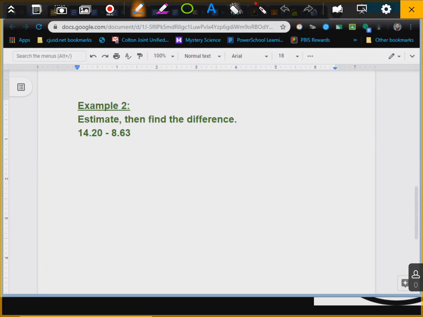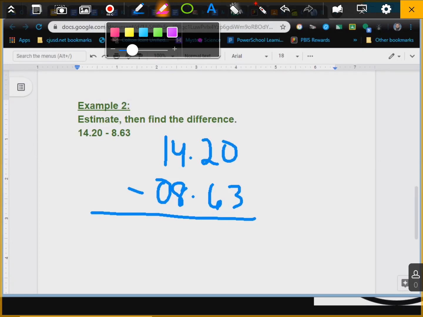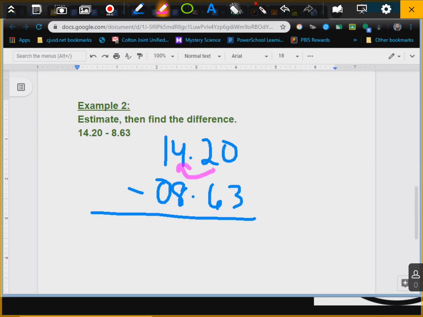So, estimate and find the difference. So 14.20 minus 8.63. You got to line it up. Any blank spaces, put a 0. Now, if I was to estimate by rounding to the nearest whole number, the 2 would tell the 4 to stay the same. The 6 would tell the 8 to be a 9. So it'd be 14 minus 9, which would make it 5. So it should be around 5.